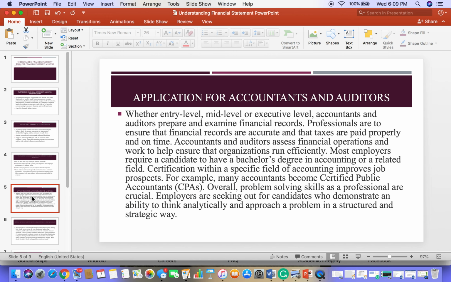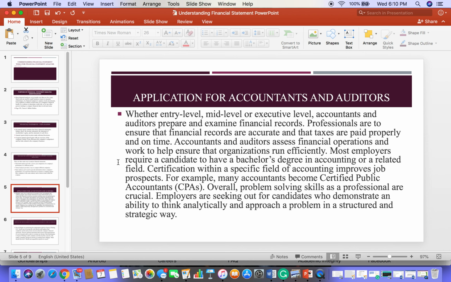So, the application for accountants and auditors. Whether entry level, mid level, or executive level, accountants and auditors prepare and examine financial records. Professionals ensure that financial records are accurate and that taxes are paid properly and on time. Accountants and auditors assess financial operations and work to help ensure that organizations can run more efficiently.